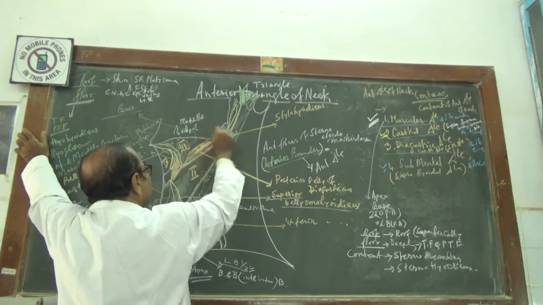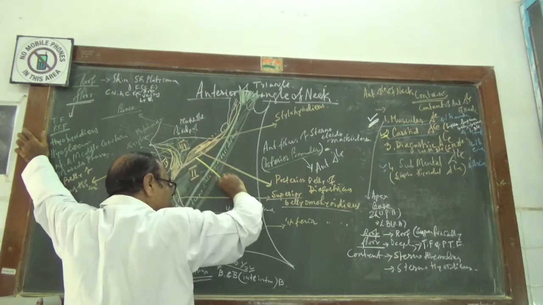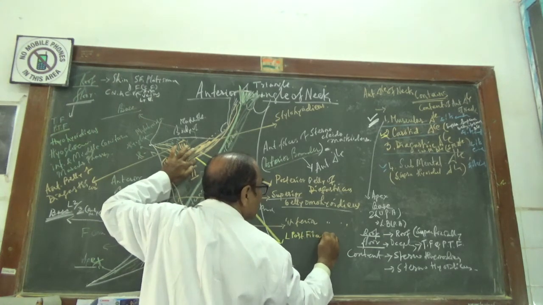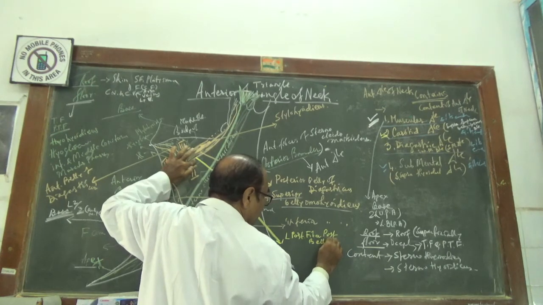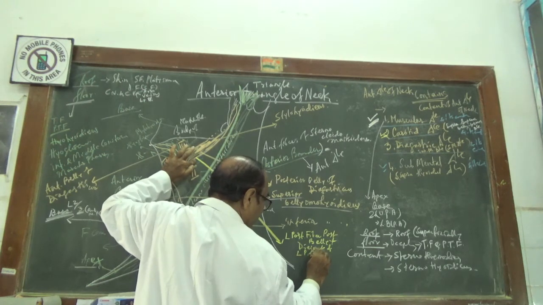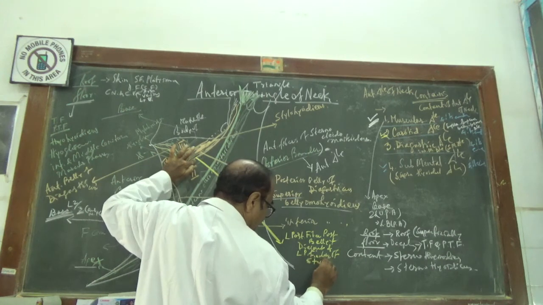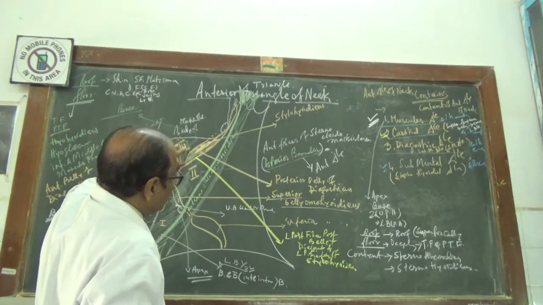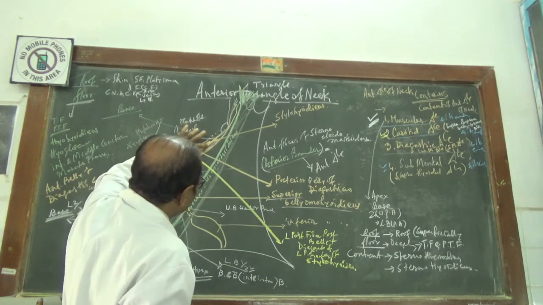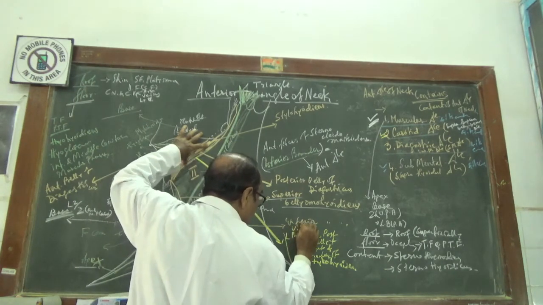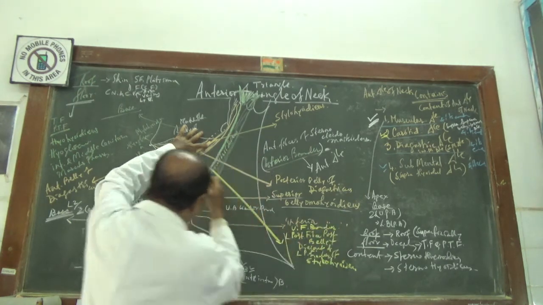Now this carotid triangle is limited above and in front by the lower posterior fibers of the posterior belly of digastricus and the lower posterior fibers of stylohyoideus. Here you can say the upper front boundary is formed by these.